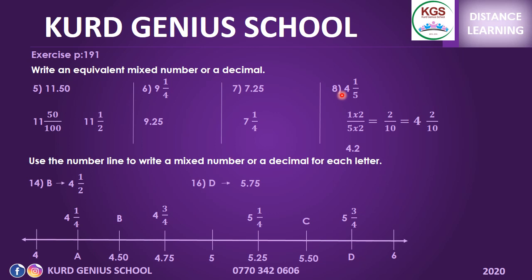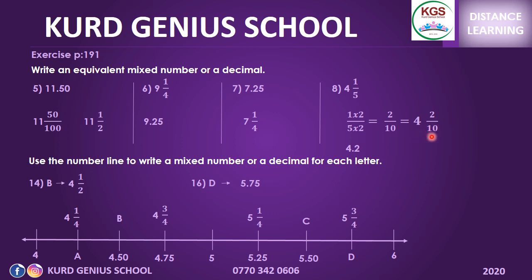Number 8, 4 and 1/5. So we said that we are used to parts of tens, hundreds, and thousands, but here we have parts of 5. So how can we write this mixed number as a decimal? By using equivalence. Remember, it's very easy to change 5 to 10. Just multiply it by 2. So multiply both the 5 and the 1 by 2. 1 times 2 is 2. 5 times 2 is 10. So now we have 4 and 2/10. We have an equivalent fraction.